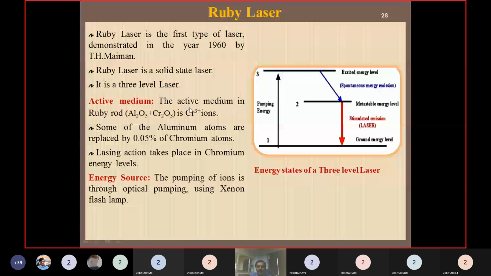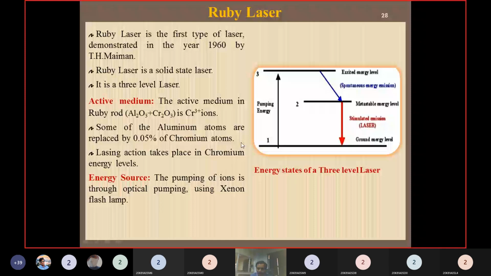Okay, Cr3+ ions are the active medium in this Ruby laser, and some of the aluminum atoms are replaced by 0.05% of chromium atoms. So how much we are doping here is just 0.05%. Okay, lasing action takes place in chromium energy levels. That's why we call it the active medium. So chromium 3+ ions are the active medium because lasing action takes place in the chromium ions only, chromium energy levels only.